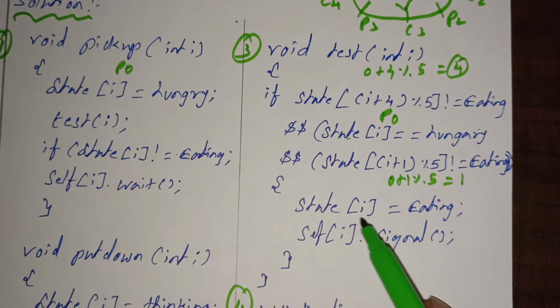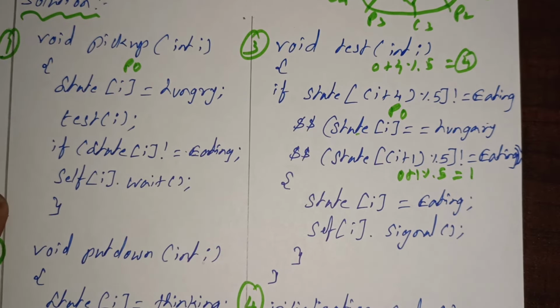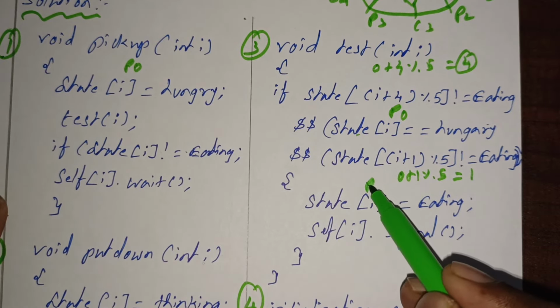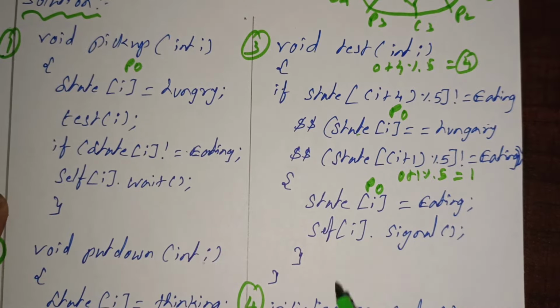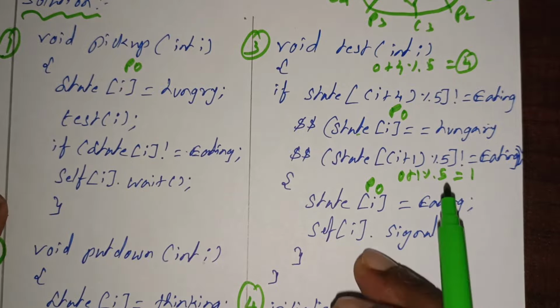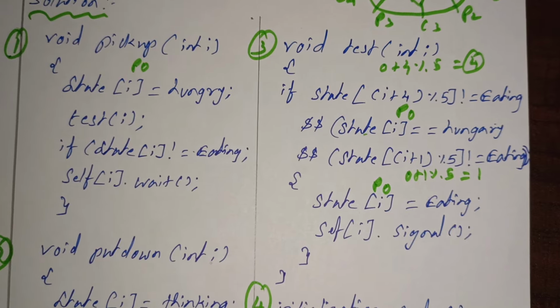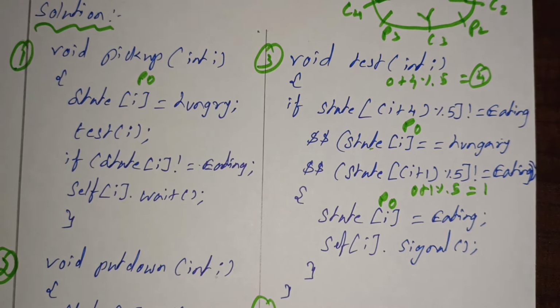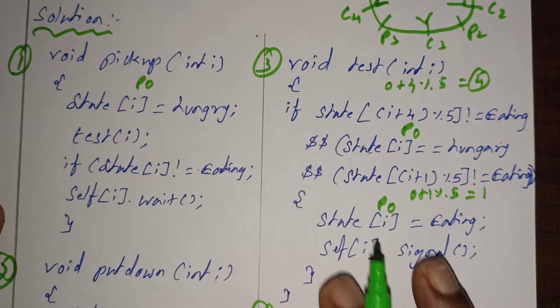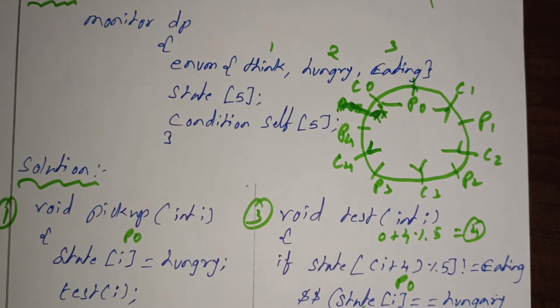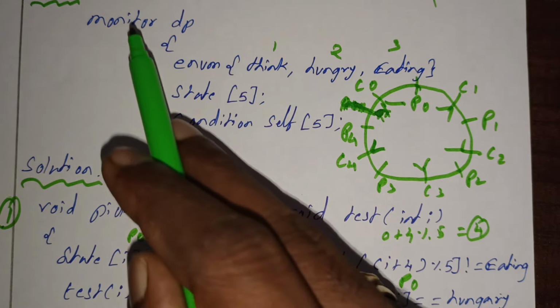Then state of I is equal to eating. Right? So now this philosopher, state of I, is P0. Now P0 is allowed to eat. Now self of I is what? P0 dot signal. It is signaling that this P0 is eating so that the adjacent philosophers cannot eat. So that is the actual procedure here. So here the monitor is used, that is it will have 3 states. One is hungry, eating and thinking. So we have already mentioned here the dining philosopher using monitor.